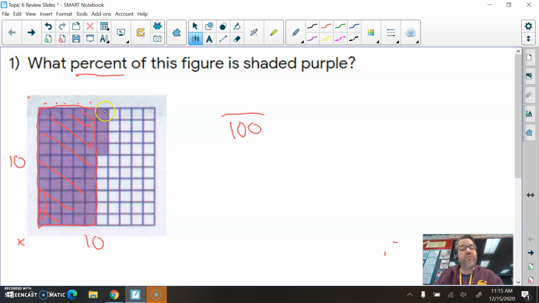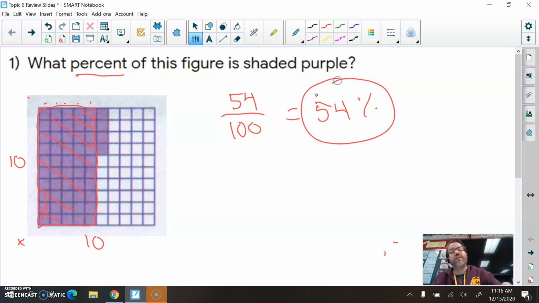Okay, but then over here I see I have 1, 2, 3, 4 more squares. So we have a total of 54 squares that are shaded purple here out of the 100 squares total. So what percent of this figure is shaded purple? Well, that would be 54%. All right, so that's how you do a problem like this.